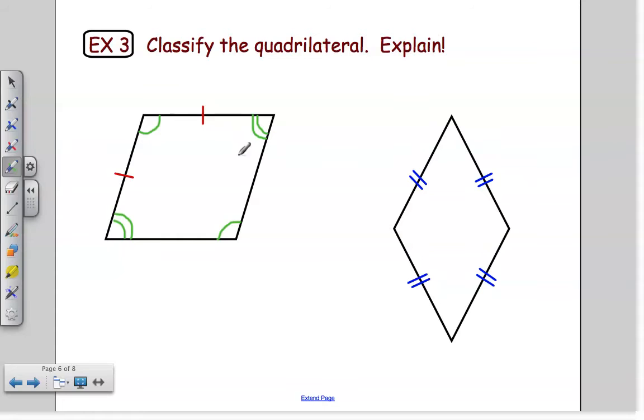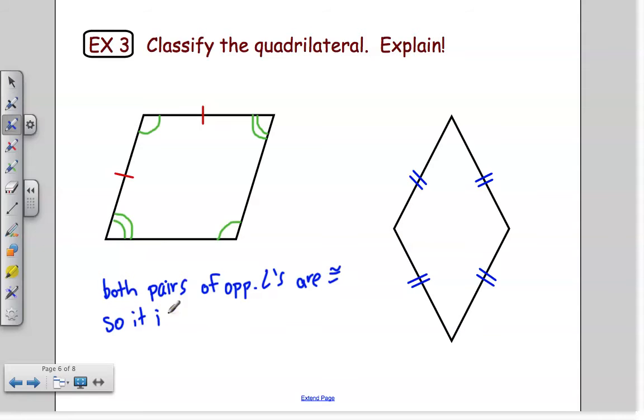Well, let's see. I have these angles marked with one arc and these with two. I have these two sides marked congruent. Well, wait a second. Both pairs of opposite angles are congruent right now. That means something. Both pairs of opposite angles are marked congruent. So it is a what? This is a parallelogram for sure.